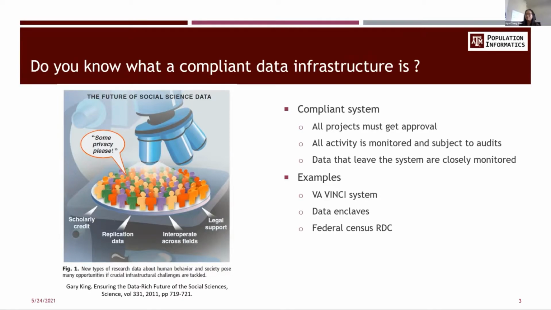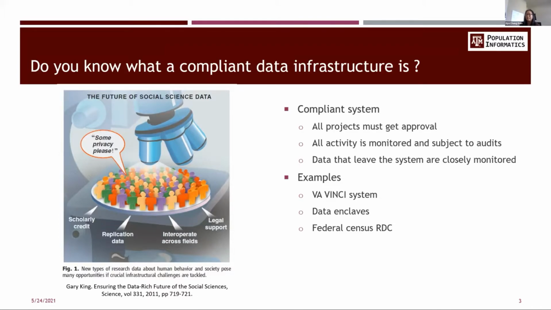A compliant system usually means all projects have to get approval either before or after the fact, or it's getting logged and there may be audits. All activity is monitored and subject to audits, and it's mostly a closed system in that data cannot leave the system easily. And it's impossible to have a closed system that has nothing leaving, but whatever data leaves the system is properly monitored and sometimes audited.